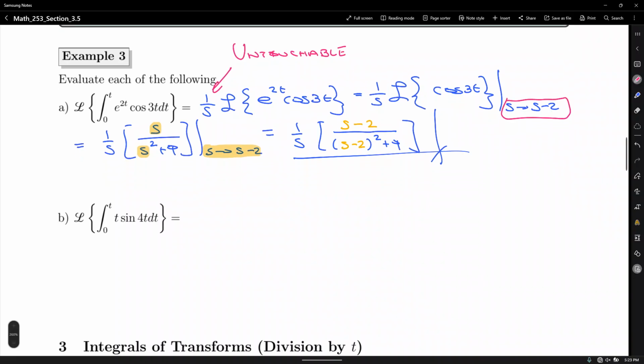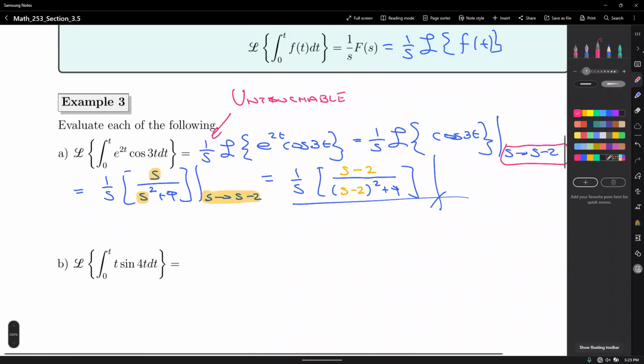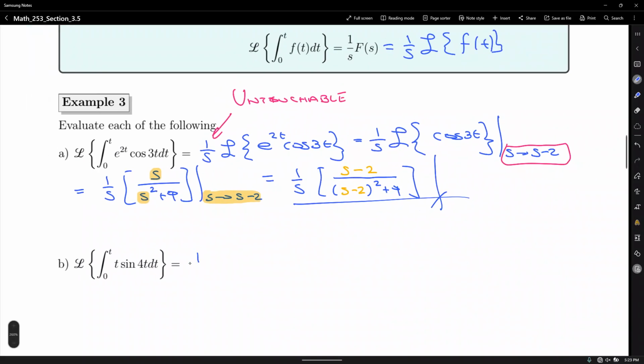Now let's do another one. The Laplace transform of the integral from 0 to t of t sine 4t. Let's see what about that one. For this one, it's going to be another combination of two theorems. Do you see this multiplication by t? Well, that's going to be the derivative of a transform. But first of all, let's apply the integral theorem, the Laplace of an integral. That is 1 over s. This is untouchable again, right? Find the Laplace of t sine 4t.